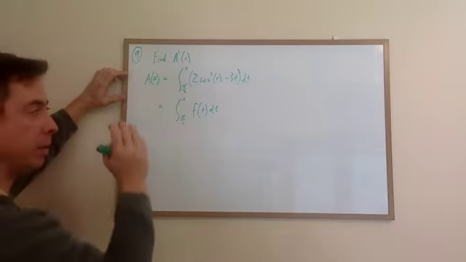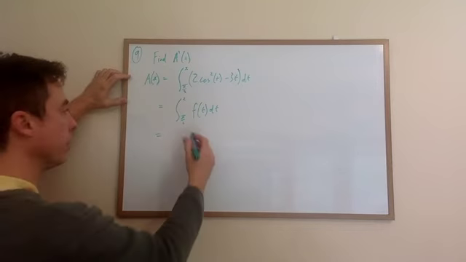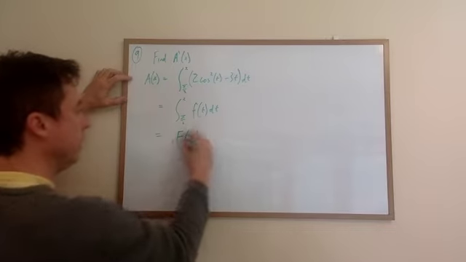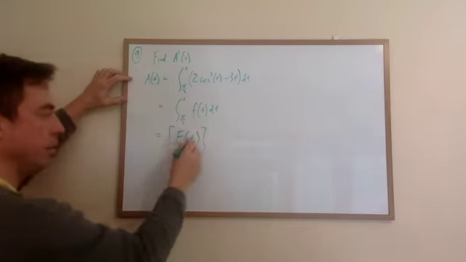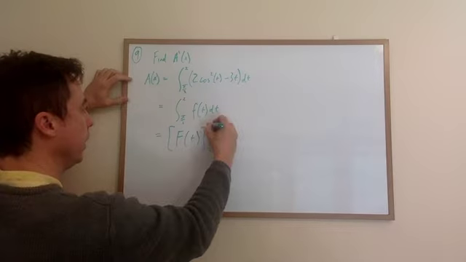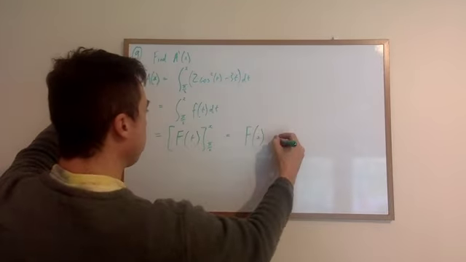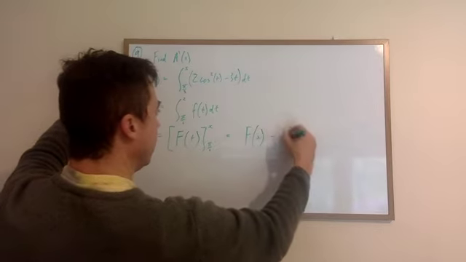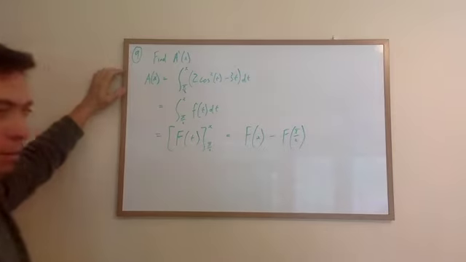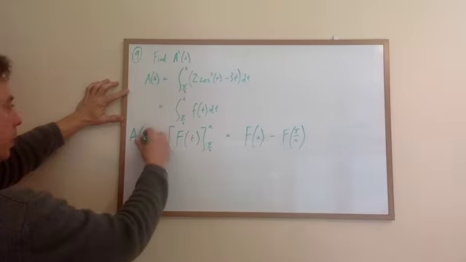I know that if I was to use the fundamental theorem of calculus to evaluate this integral, I'd be getting F of t, some antiderivative with respect to t, and I'd be evaluating between pi on 2 and x, and that would look like F of x minus F of pi on 2. Alright, so that is all still A of x.